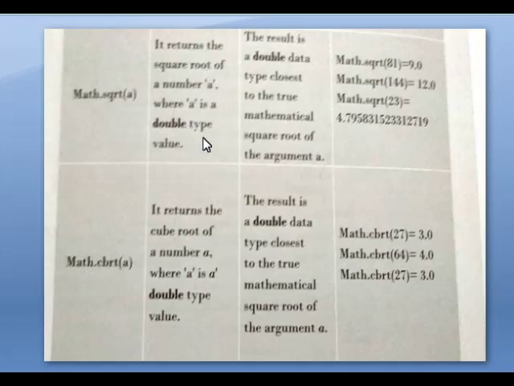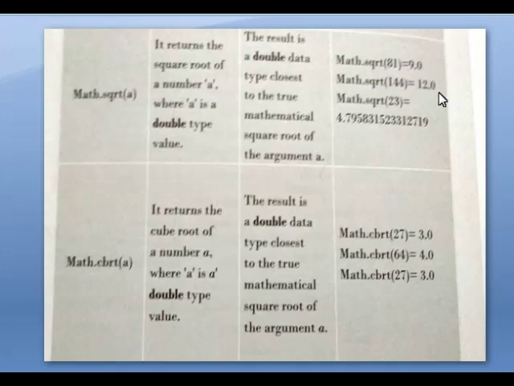See, Math.sqrt of 81. So 81 is the square of 9. 9 into 9, nines are 81. So the answer is 9.0. 144 means 12 into 12. So the answer is 12.0.